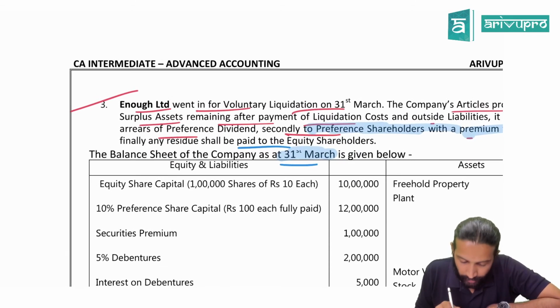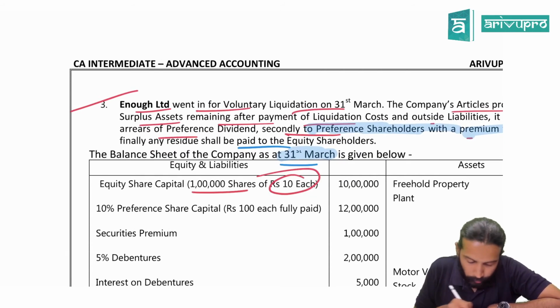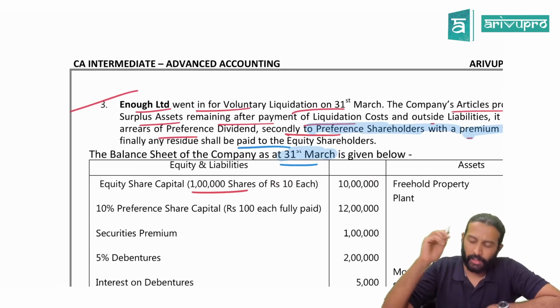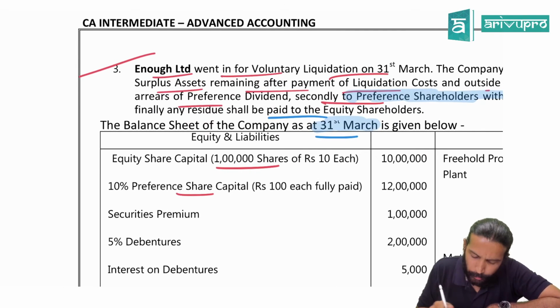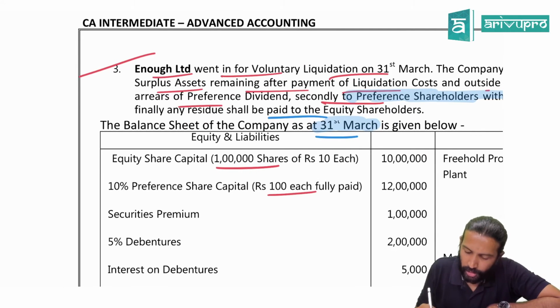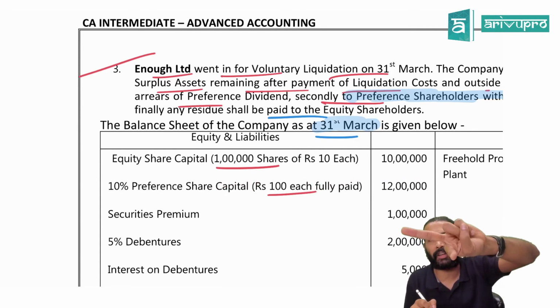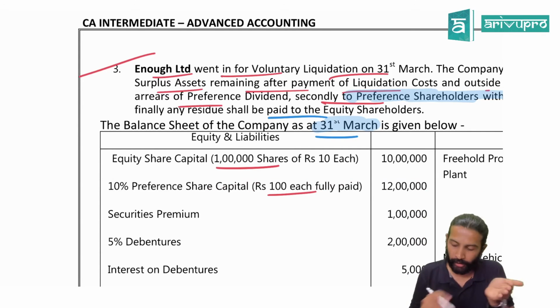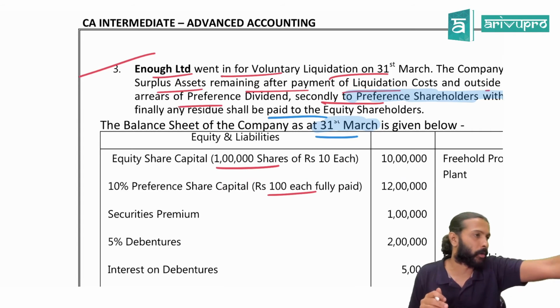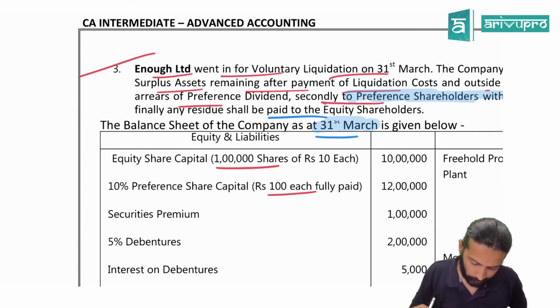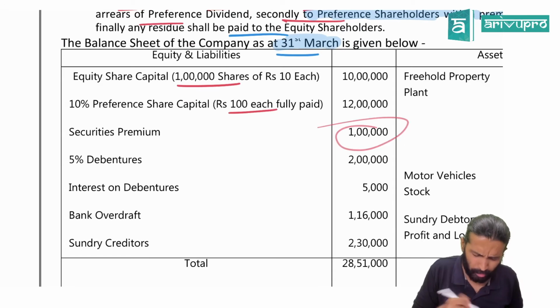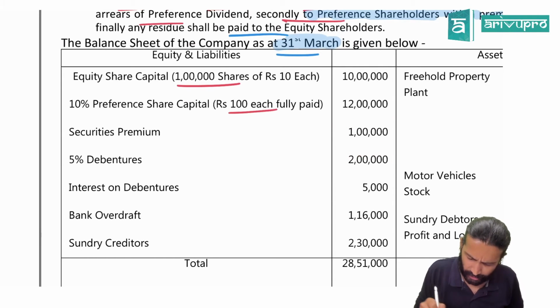Okay, sir. We have 1 lakh equity shares of 10 each, so equity share capital is 10 lakh. We have 10% preference share capital of 100 each worth 12 lakh. But are we paying 100 back to the shareholders or are we giving 110 now? 100 plus 10 rupees premium. So on one preference share we are giving 110. Then we have securities premium.